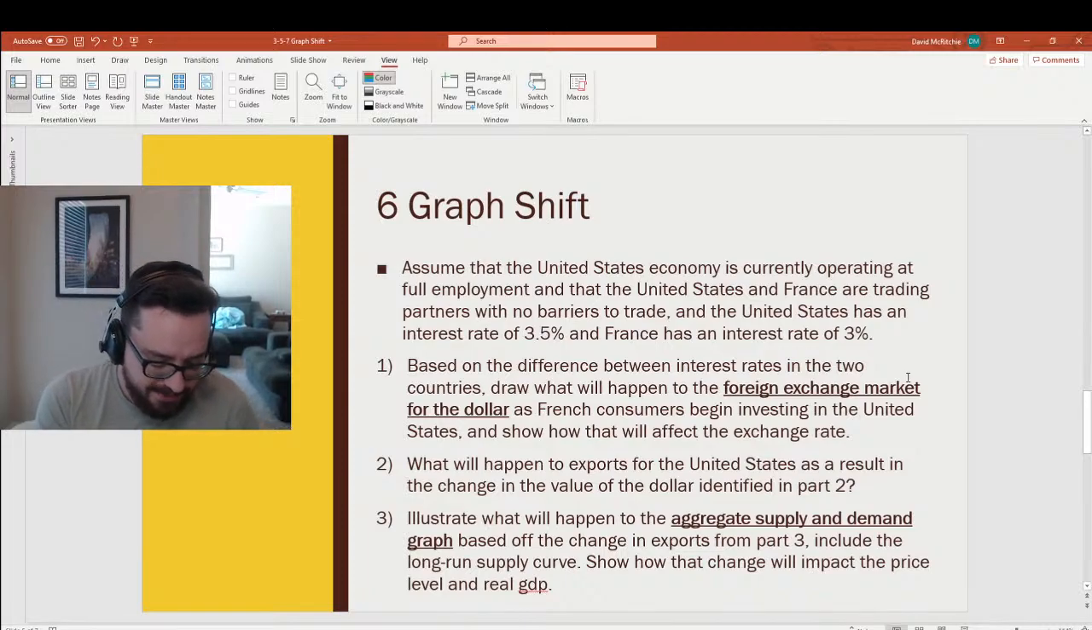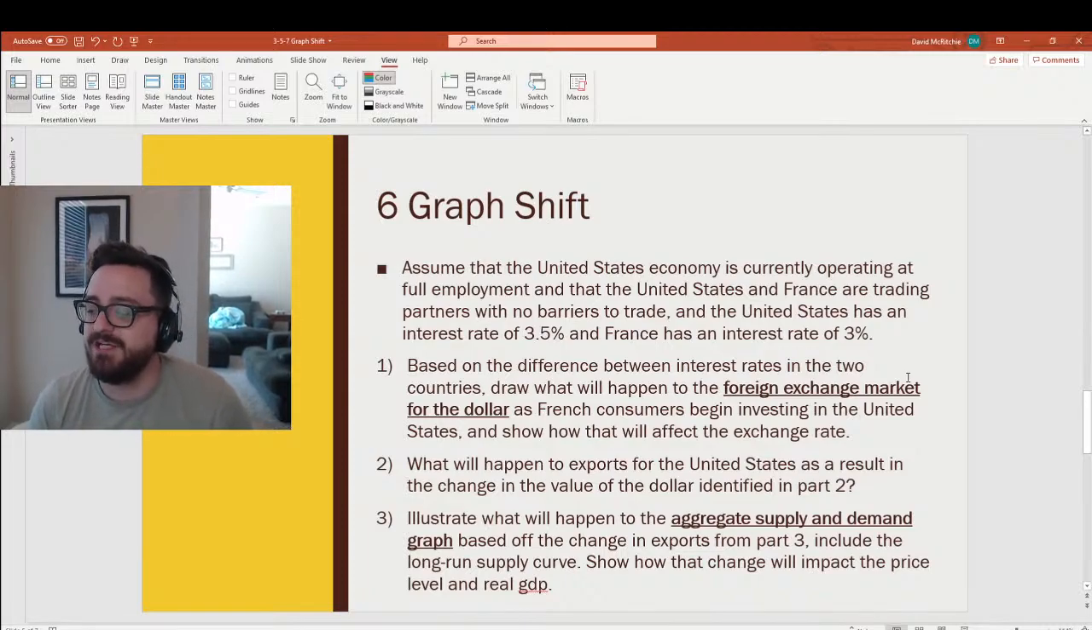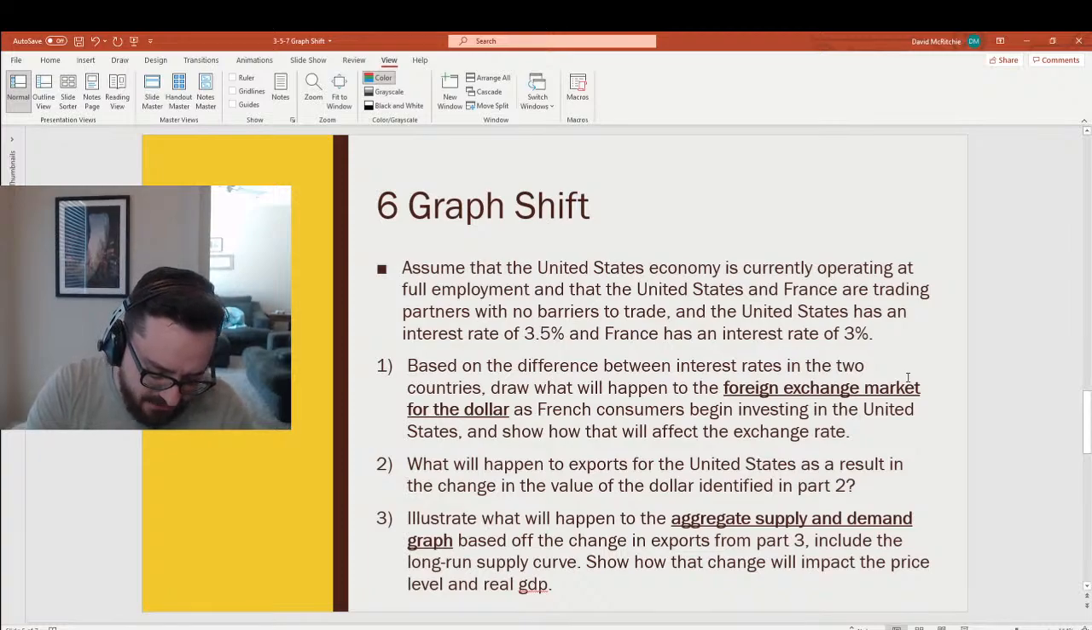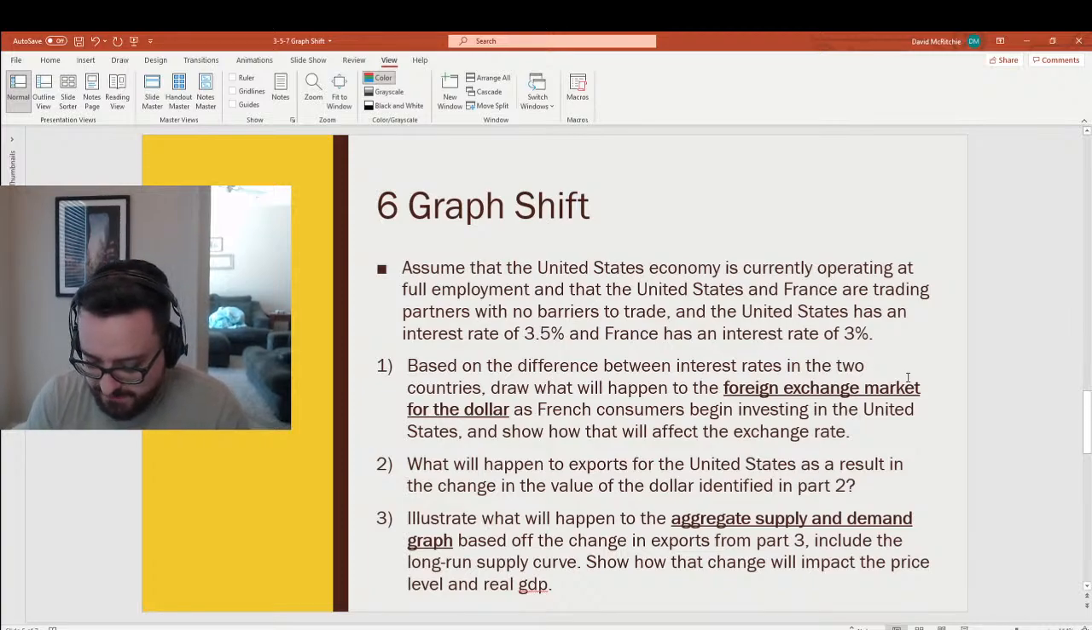1. Based on the difference between the interest rates in the two countries, draw what will happen on the foreign exchange market for the dollar as French consumers begin investing in the United States, and show how that will affect the exchange rate. I did take this verbatim off of an AP exam question. They gave this much information away on the question. You're not always going to be that lucky, but this AP exam question specifically gave away quite a bit.